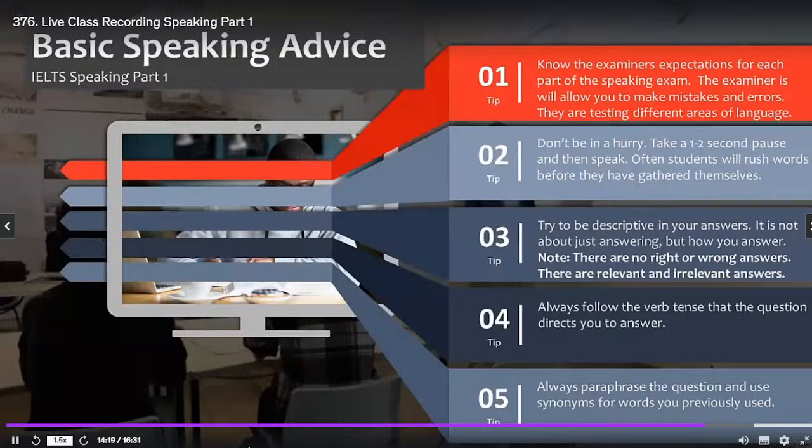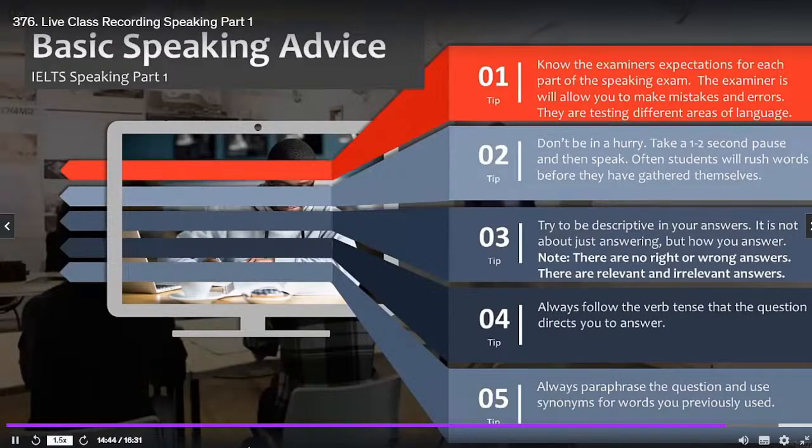Tip number 2, don't be in a hurry. Sometimes I can ask a student a question, and as soon as I get the last syllable out of my mouth, they're already responding. Number 1, that means you didn't take the time to fully hear the question. And number 2, you're starting out too quickly. It's okay to take a 1 or 2 second pause and then speak.